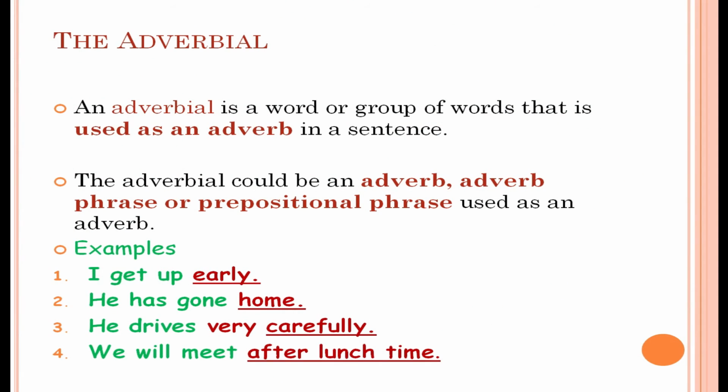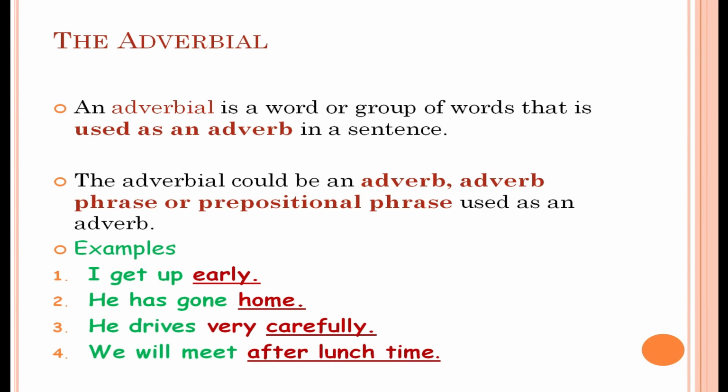The fifth and last element of a sentence is the adverbial. An adverbial is a word or group of words that is used as an adverb in a sentence. The adverbial could be an adverb, adverb phrase, or prepositional phrase used as an adverb. Everything would be quite crystal clear when you look at these examples. The first example is: I get up early. The word early is an adverb here that shows the time.